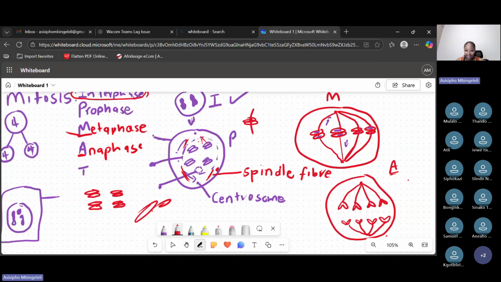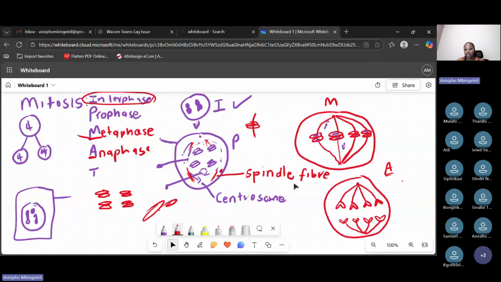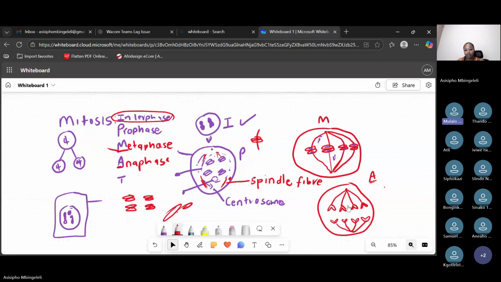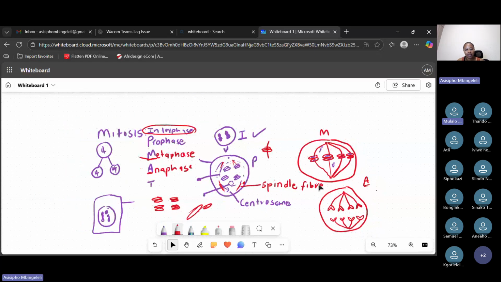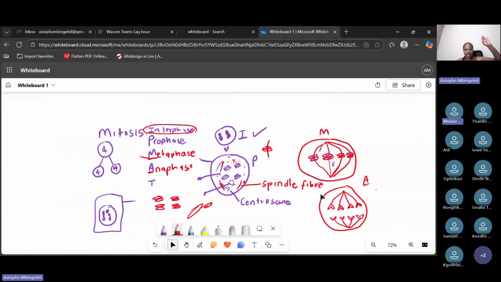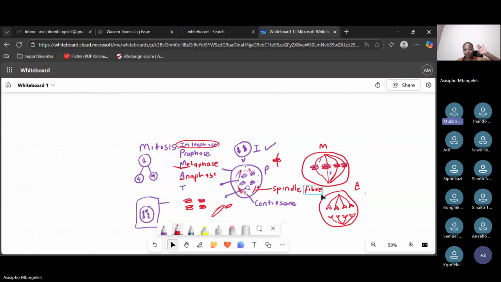Then we go to the last phase, which is telophase. Let me see what happens when I click here. Ma'am? Is there a question? I'm hearing sound. Yes, ma'am. If I said the centrosome pulls towards the pole, is that correct? I didn't hear, the centrosome does what? Pull towards the pole.